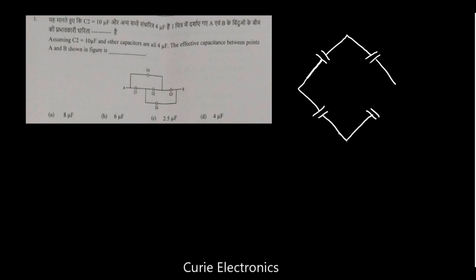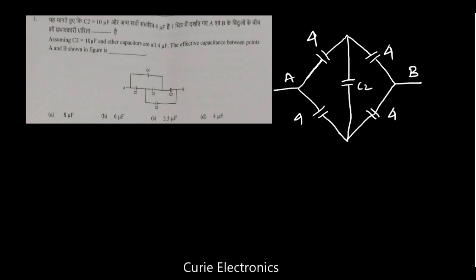Bridge combination means we will draw a Wheatstone bridge using resistors. This is a similar kind of combination. And here he is saying C2 equal to 10 microfarad. So here C2 is the 10 microfarad one. Remaining all capacitors are 4 microfarad. And these are the A and B points. I'm not going into detail on how to solve that. I will show you that in another video in detail.